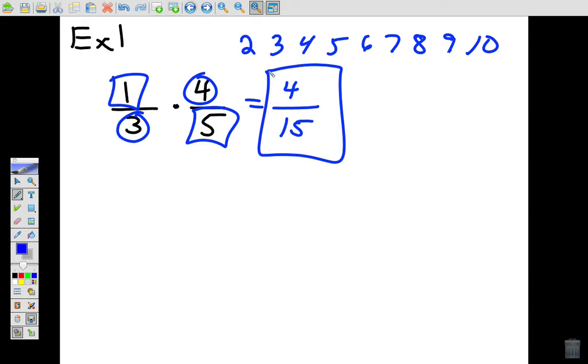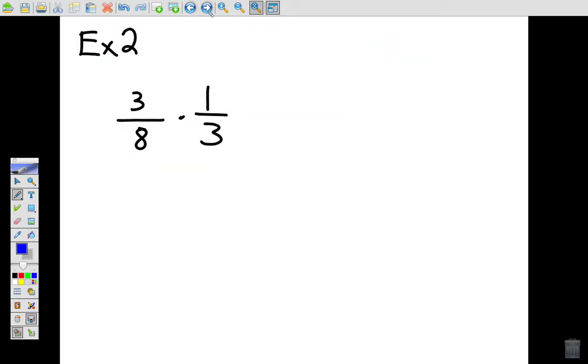Now when you cross-cancel, it has to be a top number and a bottom number. It has to be a numerator and a denominator. You can't try to cross-cancel with 2 bottoms or 2 tops. Let's take example 2. Notice I can divide both 3 and 3 by 3, leaving 1. There's nothing I can divide 8 and 1 by other than 1, so now I'm ready to multiply across. And since I cross-canceled every place that I can, my answer is in lowest terms.